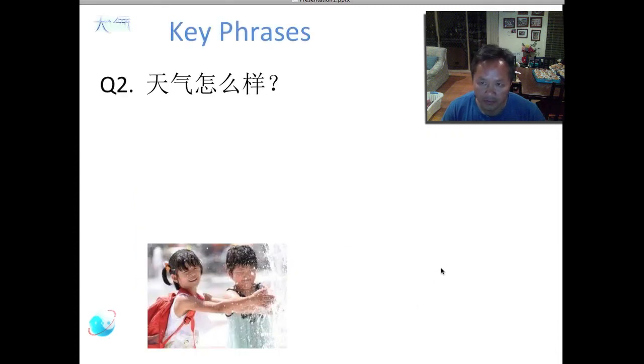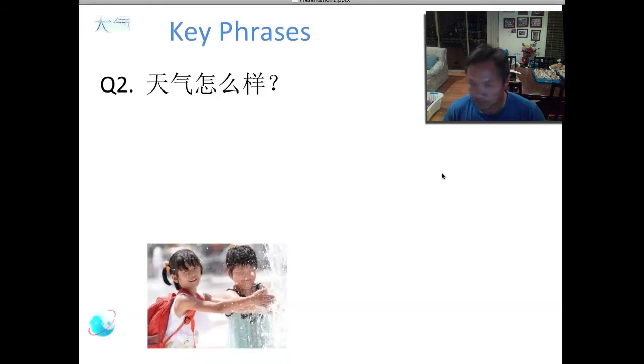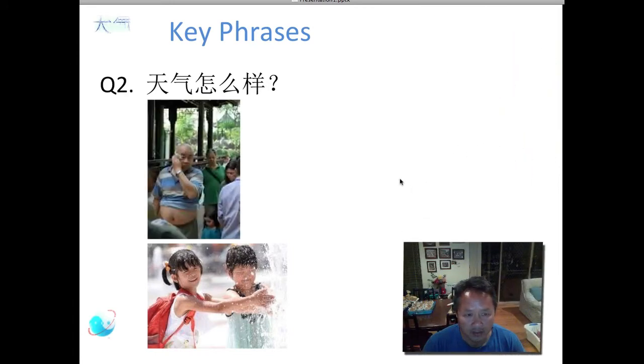Now the next key phrase is question 2. This is where the questions start getting a bit more complex. 天气怎么样? Again, our main word, followed by the question type, 怎么样. 怎么样 meaning how or what. So how's the weather? There's our stimulus. It's hot. 天气很热, or the short form, 很热.